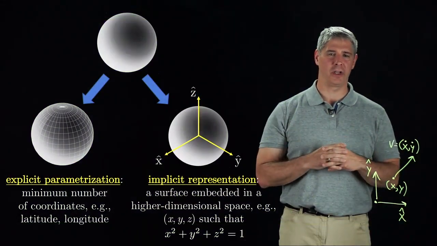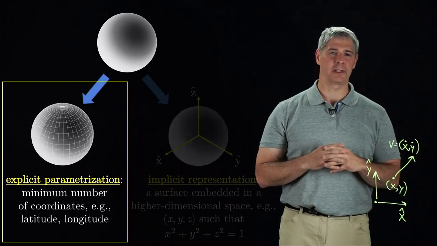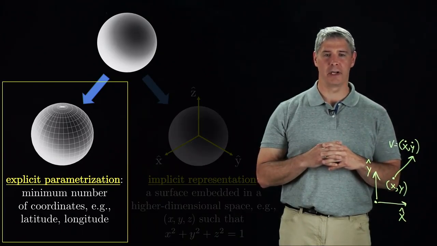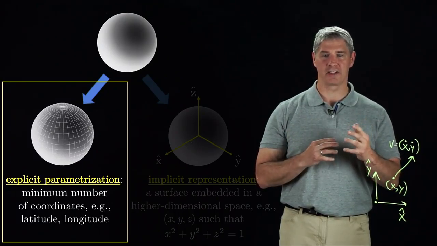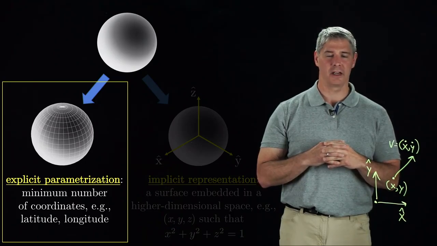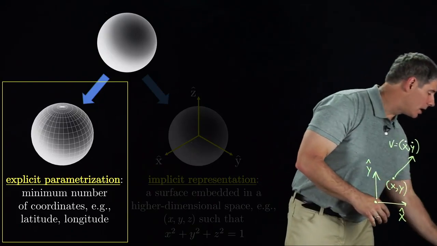So how do we choose between explicit and implicit representations? An advantage of the explicit parameterization is the simplicity of a minimum number of coordinates. A disadvantage is that, because the topology of the space is different from a Euclidean space, the representation will have poor behavior at some points of the space.